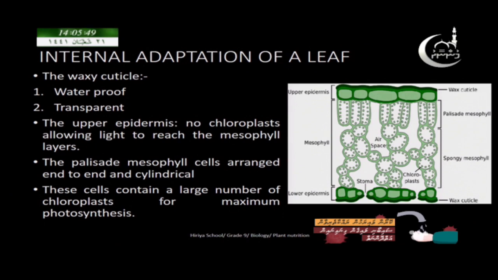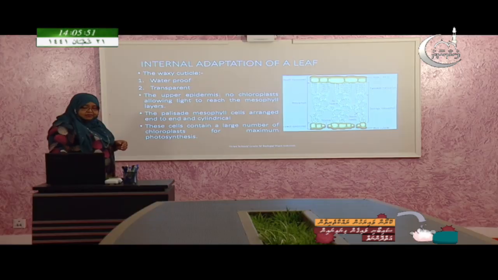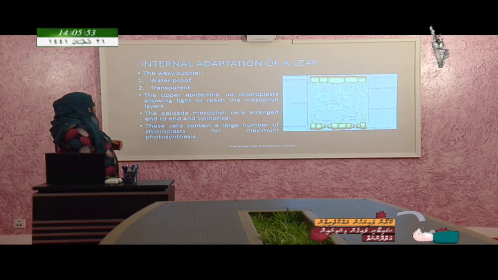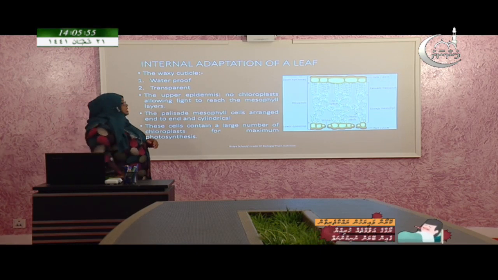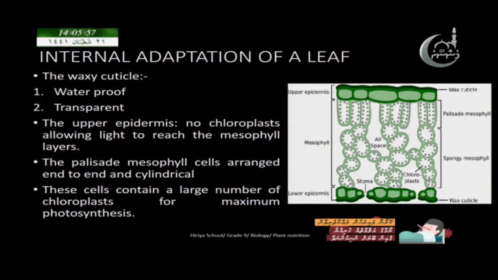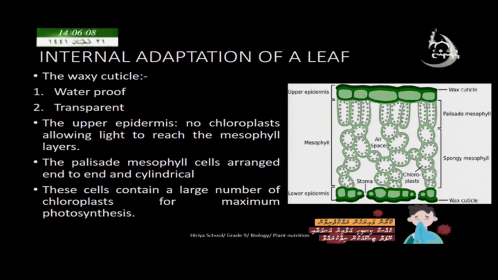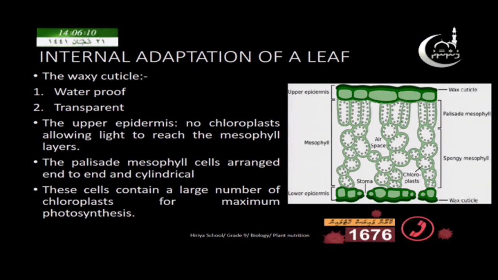Now, we have gone through the external adaptations, let us go through the internal adaptations. If you take a cross section of a leaf, you can find a diagram like this. The upper part of the leaf is divided into 3 parts, that is upper epidermis, mesophyll layer, and then the lower epidermis. The upper epidermis consists of the waxy cuticle and the epidermis. Waxy cuticle is waterproof as well as transparent.